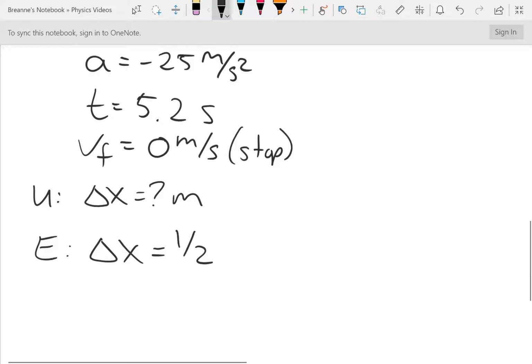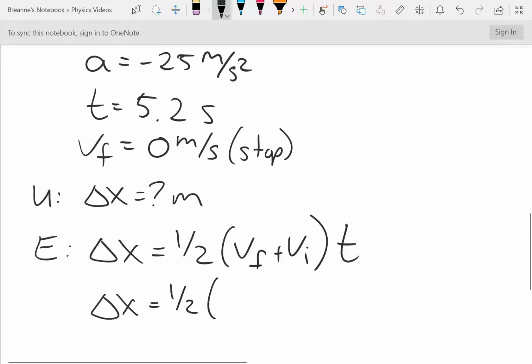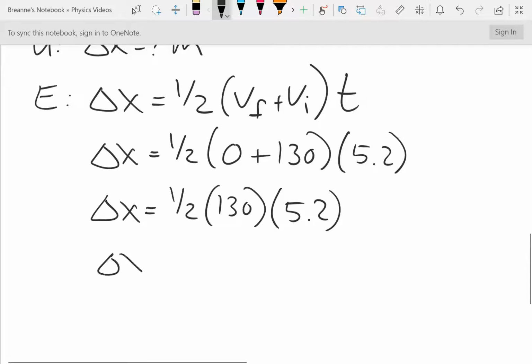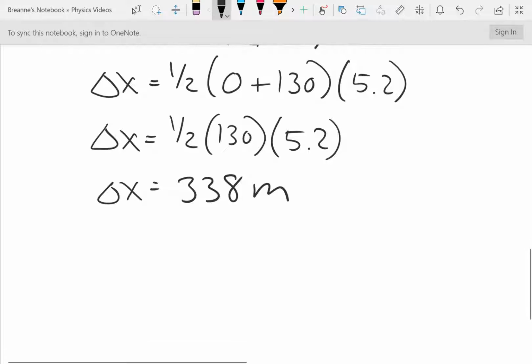So you're left with delta x equals 1/2 (VF plus VI) t. We're looking for delta x, so that stays. Our V final is just 0 plus 130 and our time is 5.2. So delta x, you're left with 1/2 times 130 times 5.2. You can just plug that into your handy-dandy calculator at this point in time, and you would be left with 338 meters. So that's our answer in standard form.